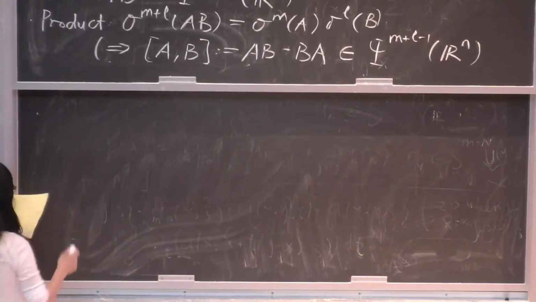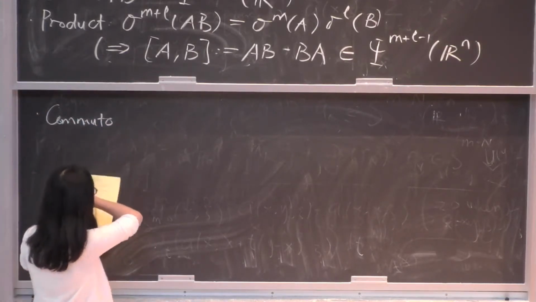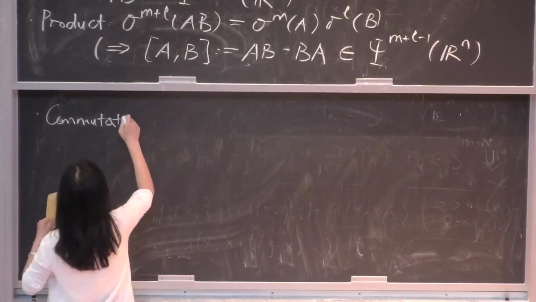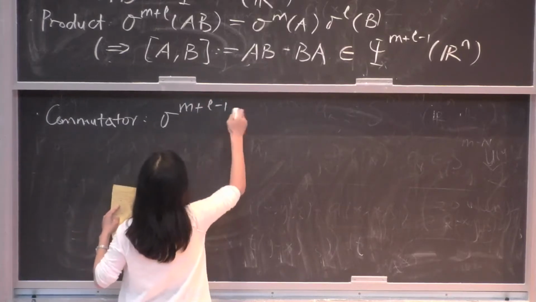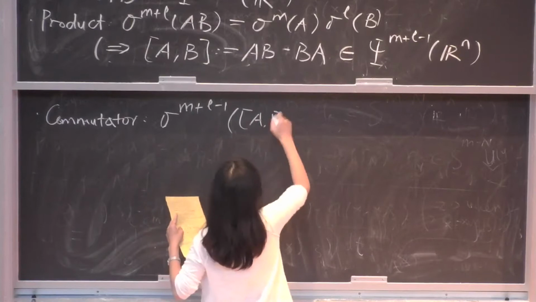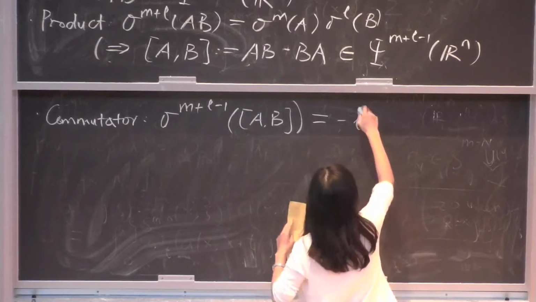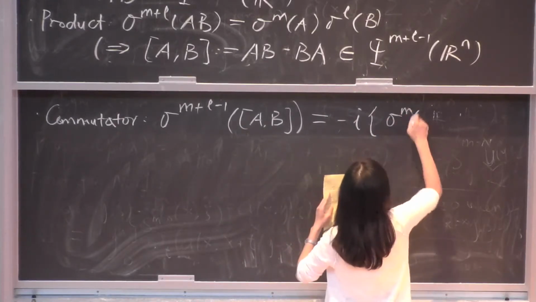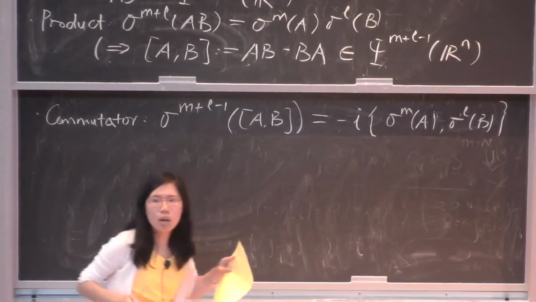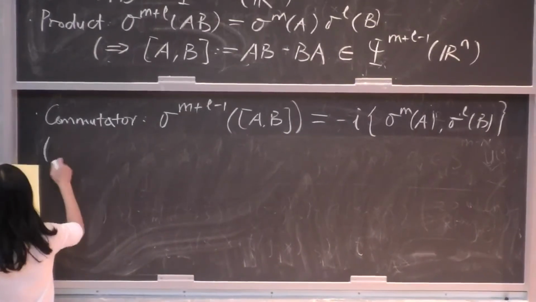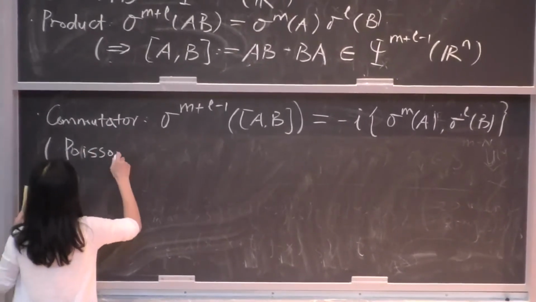And then this leads to the second important property, that we can compute the principal symbol of the commutator, which is of order m plus l minus 1. And this is given by an important formula: it's given by the Poisson bracket of the two leading symbols. So let me recall what the Poisson bracket is.